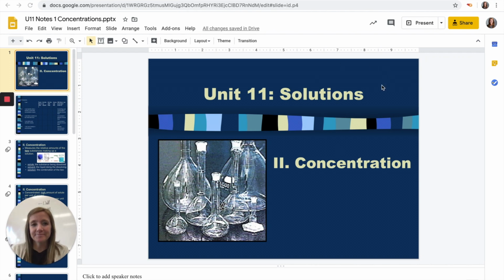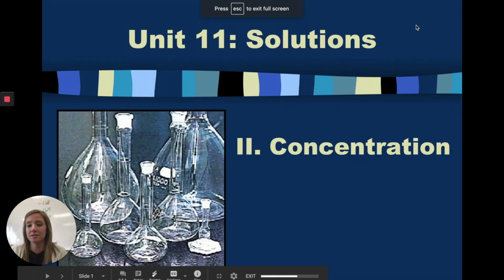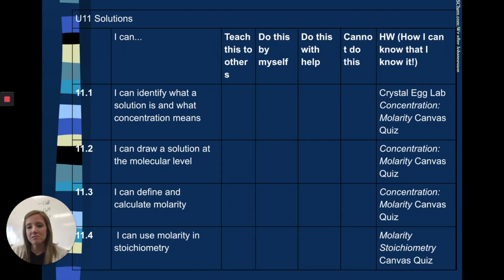As we continue on with our unit and learning about solutions, there is a note packet that goes along with this presentation that you can print out, or you could take free notes. It's up to you, but just recognize you will be able to use your notes when you take the quiz, just like last time. Taking good notes should help you with learning the information, but also for that as well. These are the I CANs we're looking at.